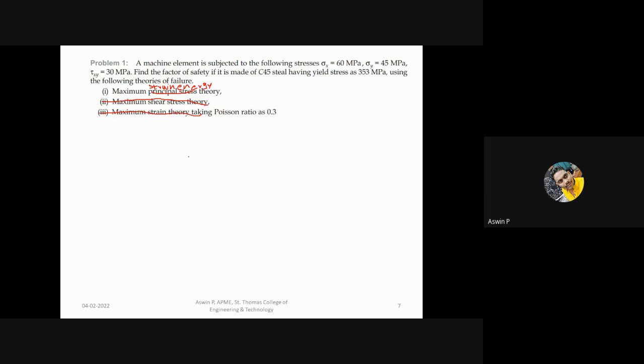Taking Poisson's ratio. Poisson's ratio is very important in this case because we have a term mu in Haigh's theory. So taking Poisson's ratio as 0.3. For that, first of all, you need to write the given data. You already know this, so you can give the given data.